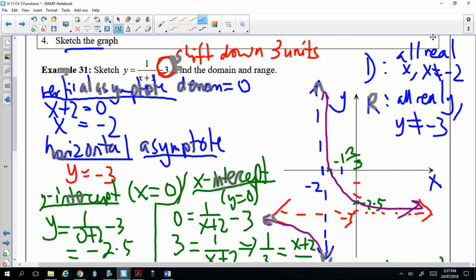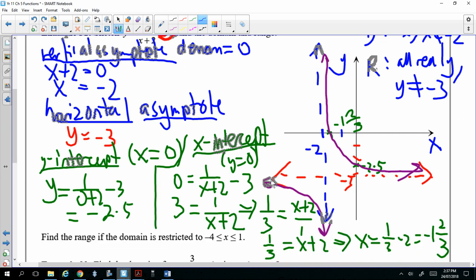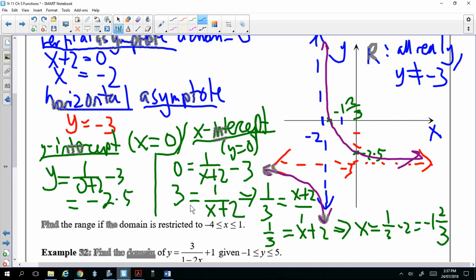Yep, let's do the domain restricted. We haven't got to that yet. Okay, we're going to restrict the domain. What would the range be if we restrict the domain? So we're going to get a highlighter, a yellow one. Okay, so the domain is restricted to -4 to 1, right? So find where 1 is. That's 1, all the way to -4.